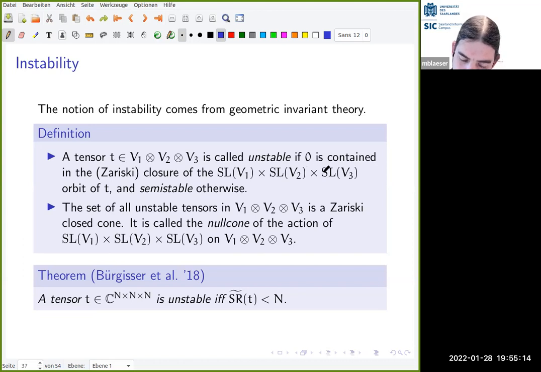Now a tensor is called unstable if 0 is contained in the Zariski closure of its orbit under the triple SL action. These tensors form a cone, which is called the null cone. And there's a theorem by Bürgisser et al. that the tensor T is unstable if and only if the asymptotic slice rank is not maximal. It can never be larger than n, and if it's not maximal, then the tensor is unstable.